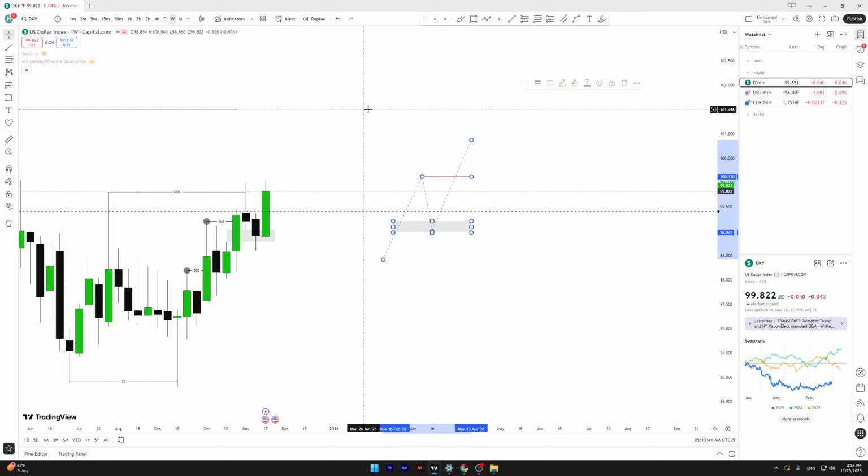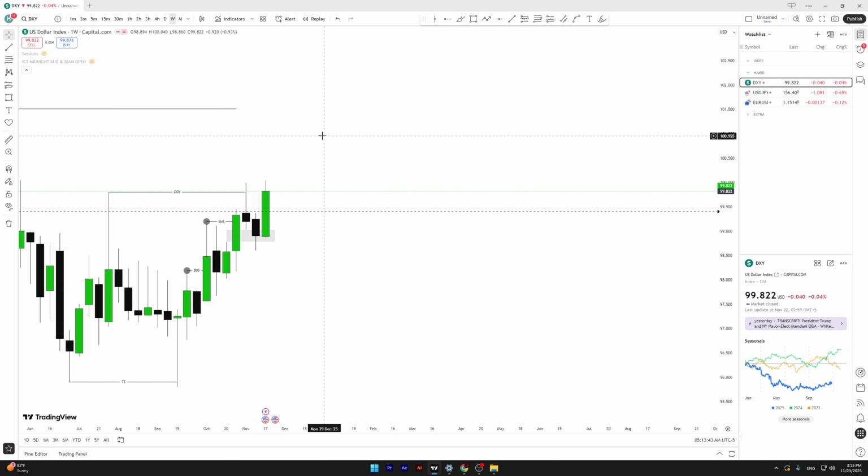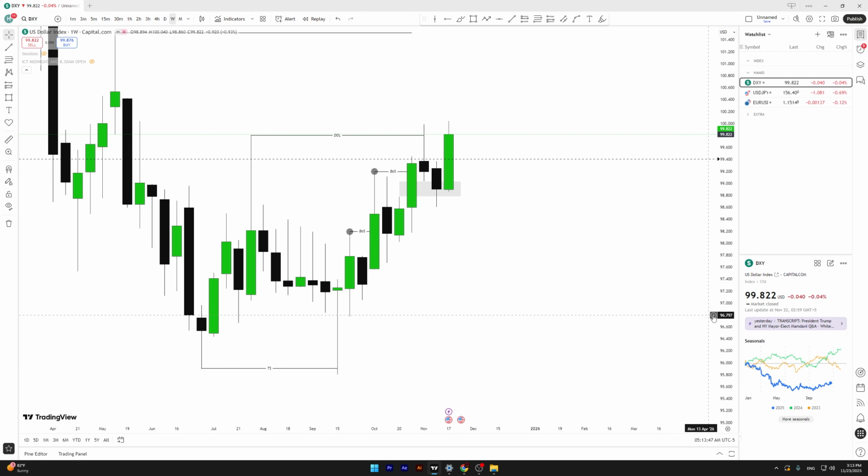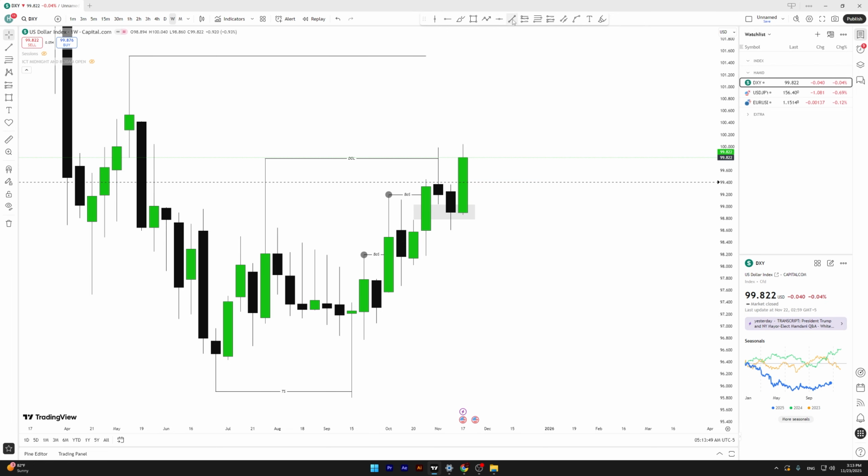So now let's identify internal liquidity in the DXY. As we know, we can see that price recently took out the external liquidity. This was the most recent high. Price is in a clear uptrend. If you see, price is creating new higher highs. Price took out the most recent higher high and printed a new higher high.